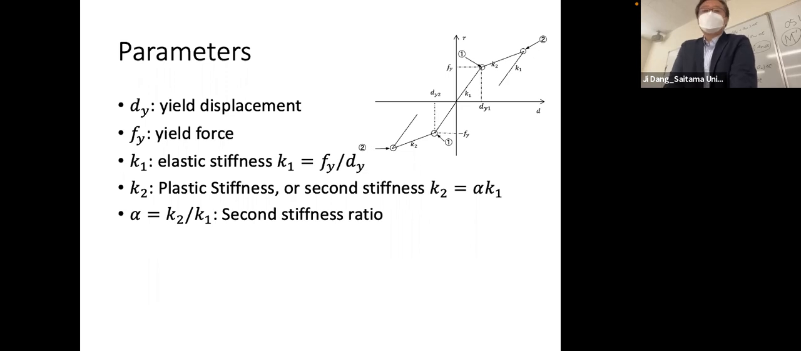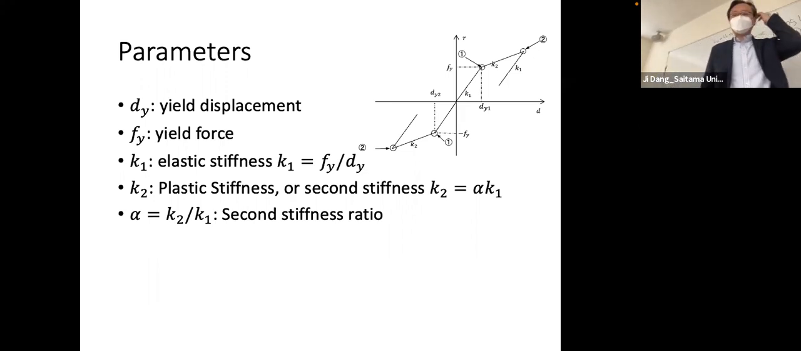Okay, so when you're loading to the yield displacement, the force should be the yield force, which is Fy. And their relationship will be linear, and their ratio will be Fy divided by dy, which is K1, which we call the elastic stiffness or the first stiffness. Once you are after yielding, the stiffness will change to the second stiffness, or we say plastic stiffness, which is K2. In some cases, we show the second to the first stiffness ratio using the parameter alpha, which we call the stiffness ratio or second stiffness ratio.